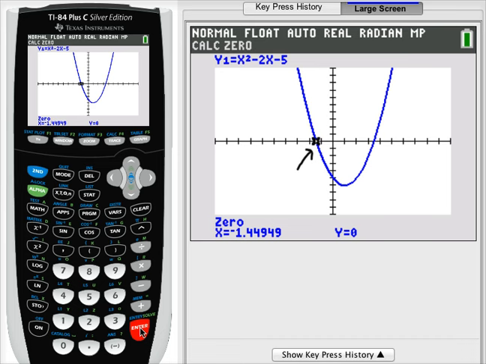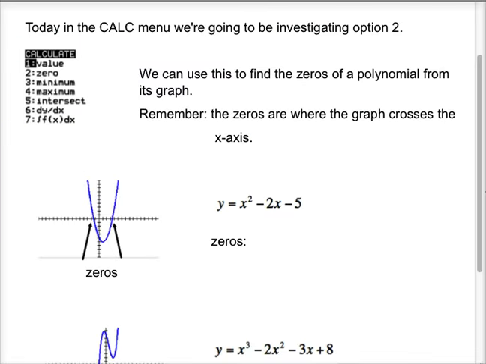So, I have one of my zeros at negative 1.450. And again, that 0 for the y is the point of getting it, right? That's what we mean by 0. So, I'm going to write that down. So, one of my zeros is at negative 1.450.